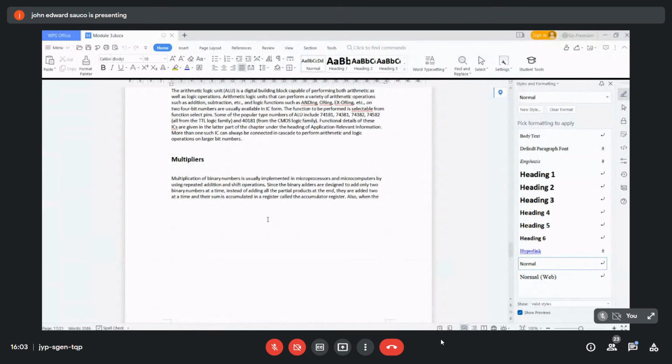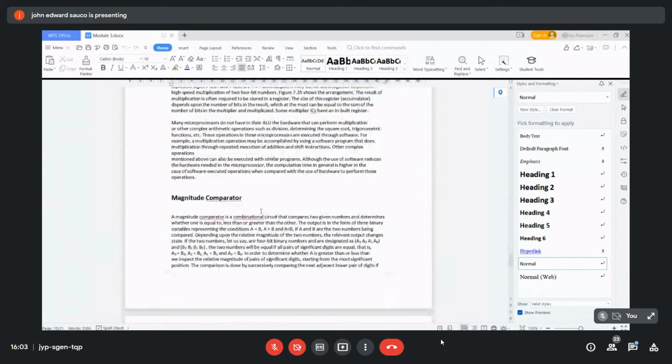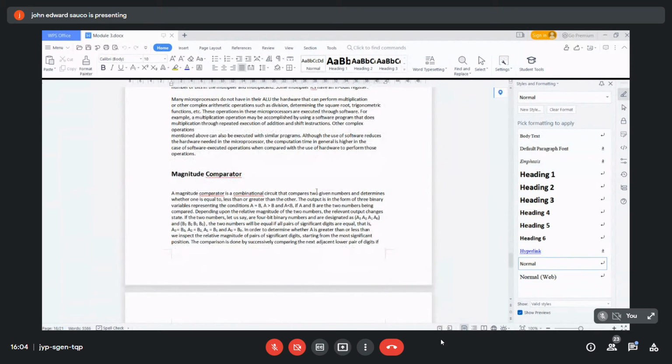So, ito naman tayo sa magnitude comparator na nabanggit ko kanina. Magnitude comparator compares two given numbers and determines whether one is equal to, less than, or greater than the other. The three binary variables represent the conditions A equals B, A greater than B, A less than B, if A and B are the two numbers being compared.